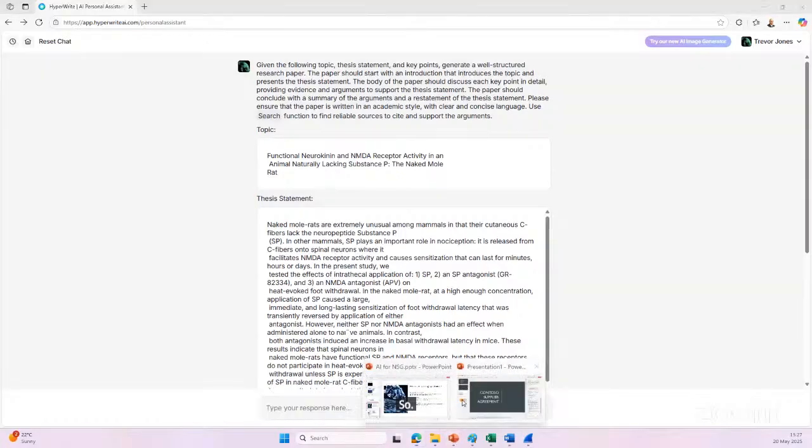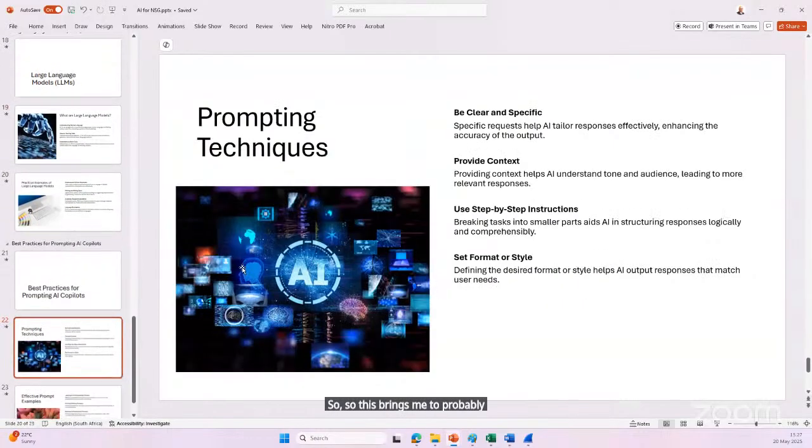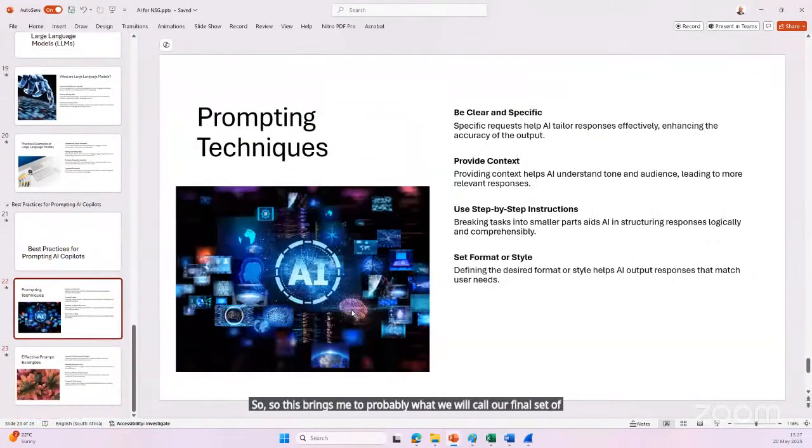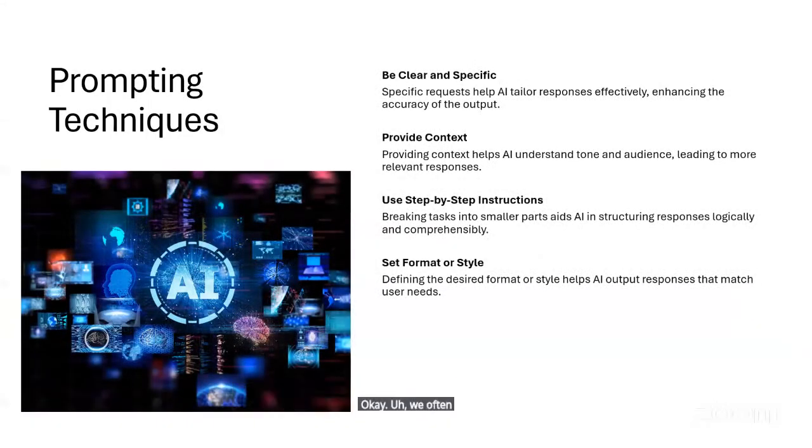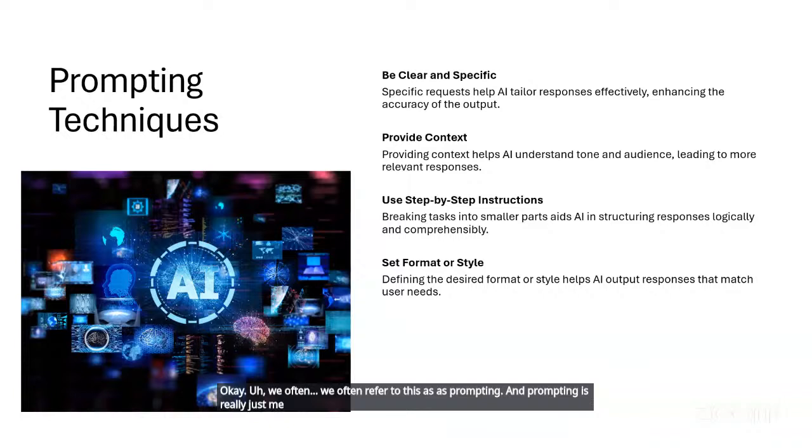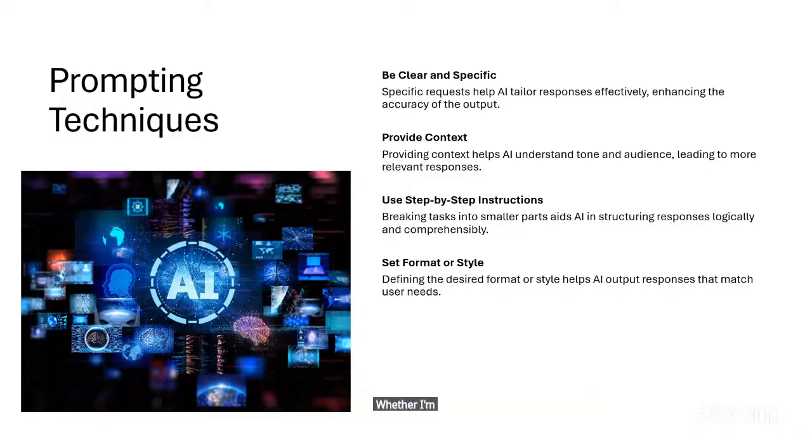So this brings me to probably what we will call our final set of slides. Okay, we often refer to this as prompting, and prompting is really just me asking questions of some type of AI service. And there are a couple of best practices that perhaps I can share with you, things that I've learned, whether I'm speaking to Microsoft Copilot or ChatGPT or Google Gemini or Napkin.ai, or any of those AI services.